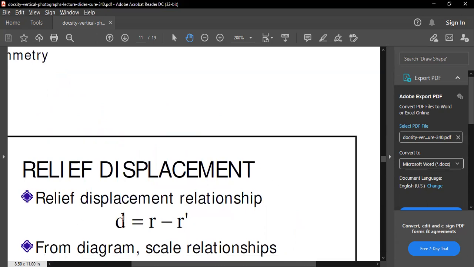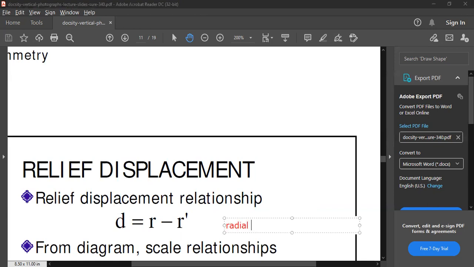Okay, let's start with this. The difference between the r and the R prime. In fact, what is r? r actually is the radial distance. Okay, call it radial distance. That's the capital R, smaller r. Smaller r, sorry. Capital R is the representation of r on the ground.